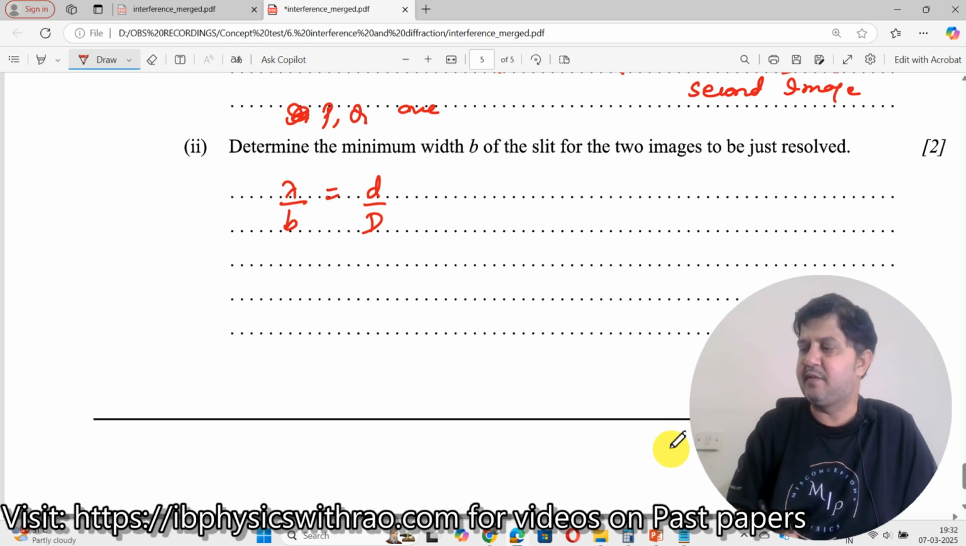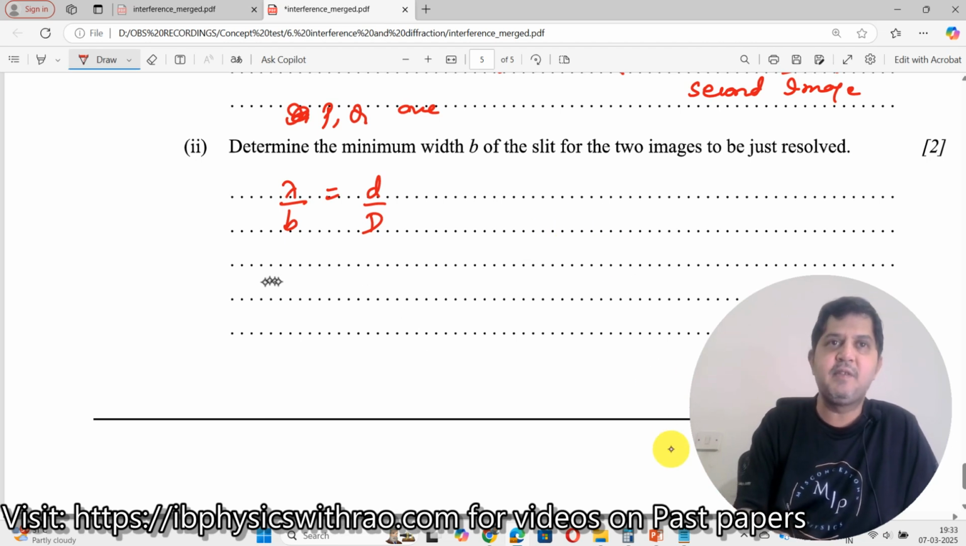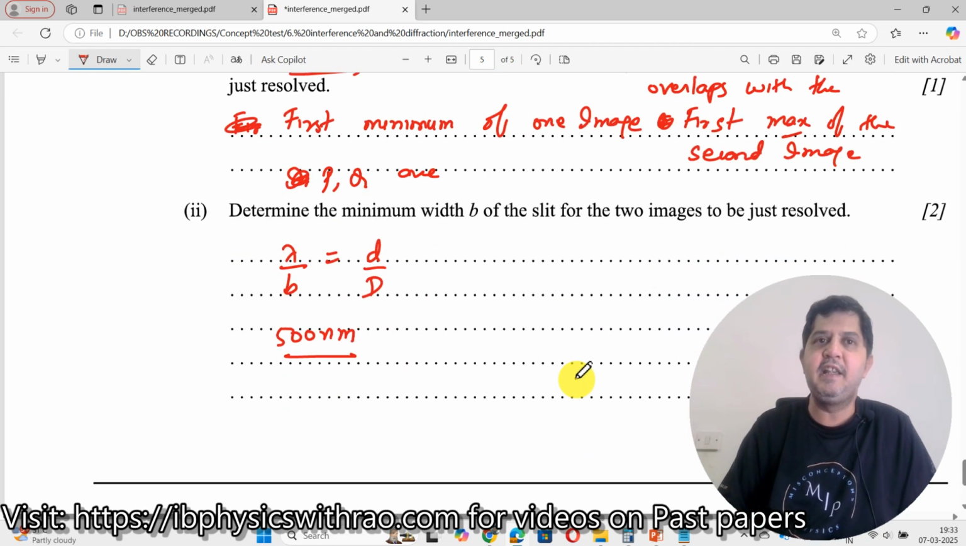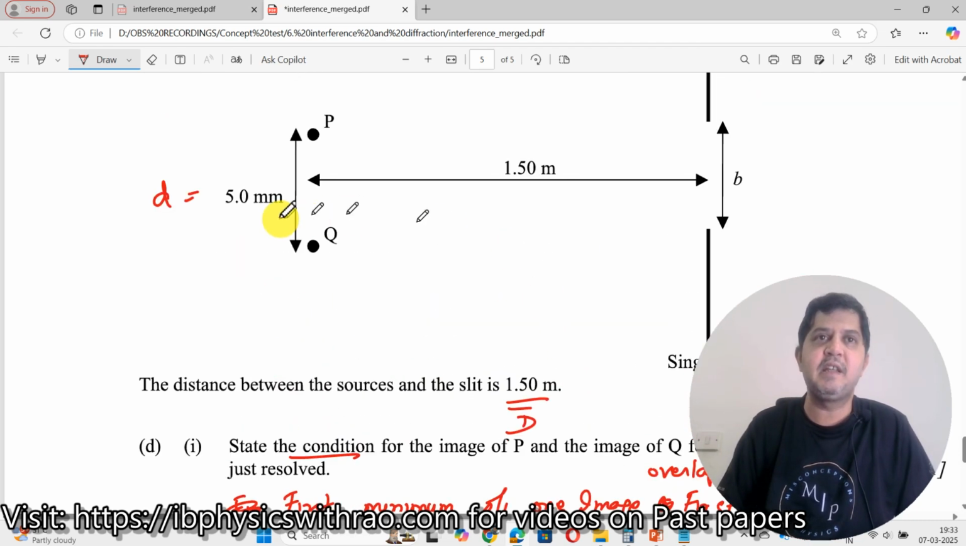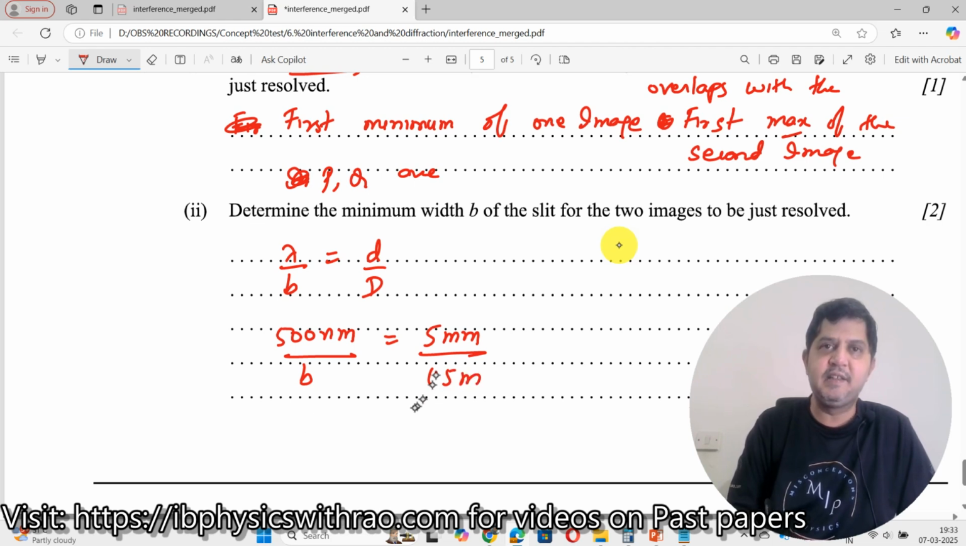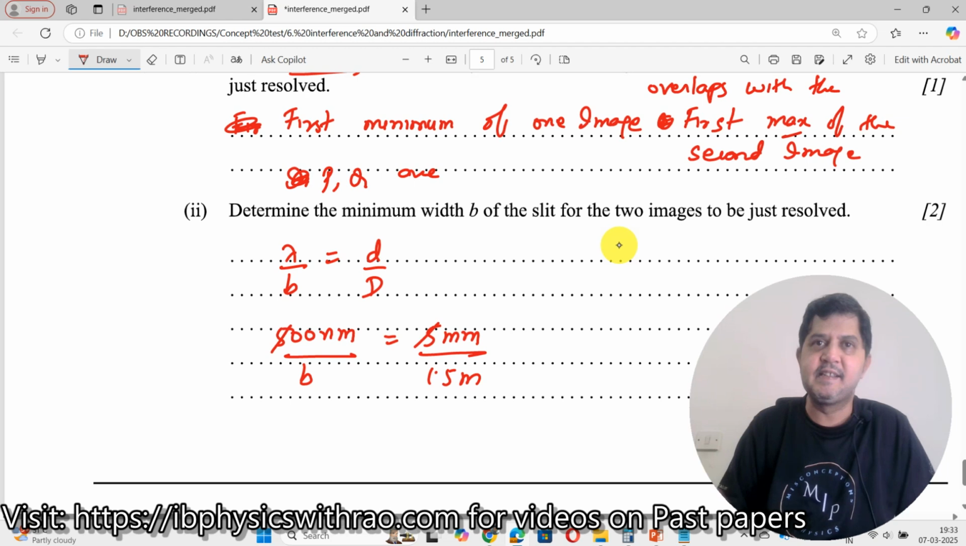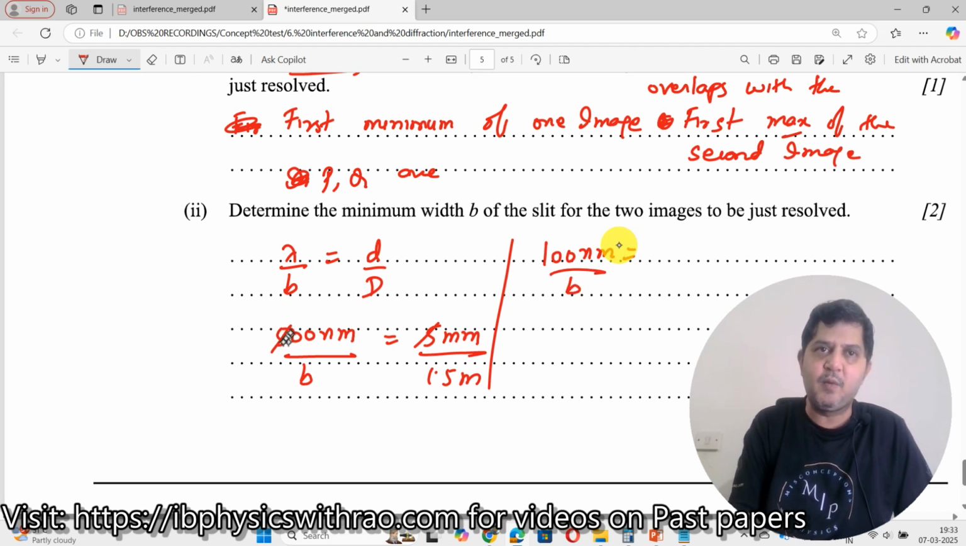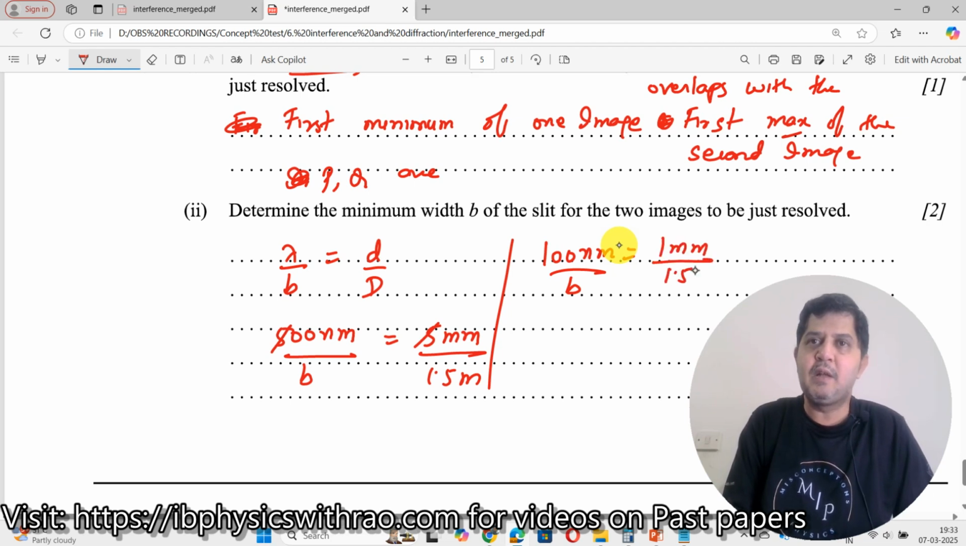Now what is the value that we need? What's the value of lambda? 500 nanometers, divided by B, which I need to find out, is equal to small d by capital D. What's the value of small d? 5 millimeter divided by 1.5 meters. So this 5 and this 5 cancel, and I can now write 100 nanometer is equal to 1 millimeter divided by 1.5 meters.